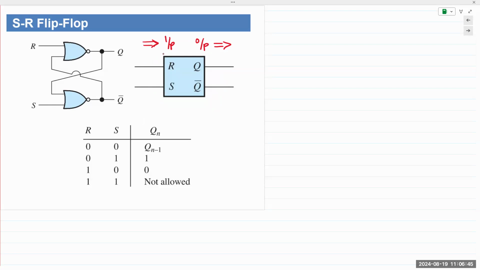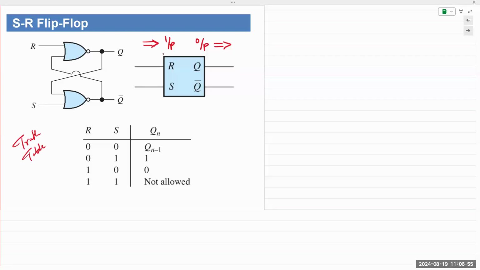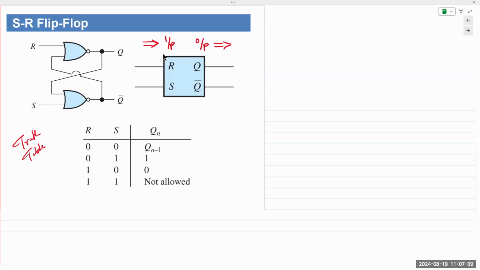The truth table, we've seen that for logic gates. It's the same meaning here. It basically describes the operation of the flip-flop. For any given set of inputs, what is going to be the output of that circuit? So here we have two inputs, reset and set, R and S. And then you have Qn, that's the output.